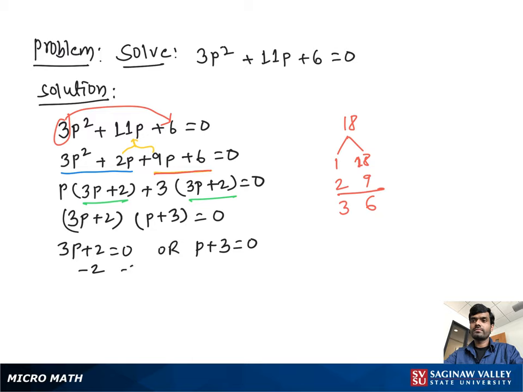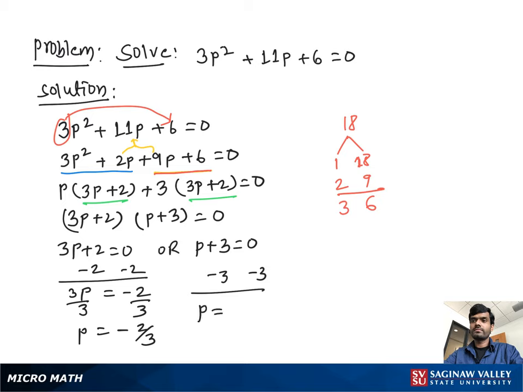Now if we subtract 2 from both sides, we get 3p = -2. If we divide by 3 on both sides, we get p = -2/3. Or if we subtract 3 from both sides, we get p = -3. So our final answer is p = -2/3 or p = -3.